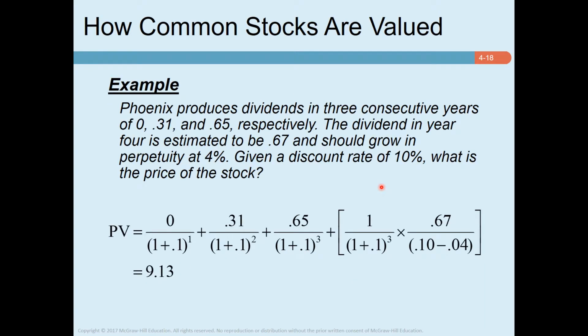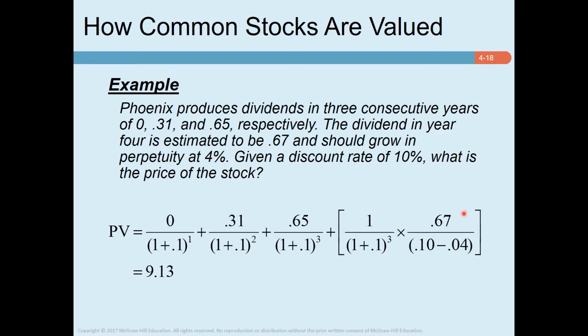So look at this example here. Phoenix produces dividends in the 3 consecutive years of 0.31 and 0.65 respectively. The dividend in year 4 is estimated to be 0.67 and should grow in perpetuity at 4%. Given a discount rate of 10%, what is the price of the stock? So these are the 3 dividends and we find out the present value. That's fine. But in year 4, the dividend is expected to be 0.67 and it is expected to grow 4%.